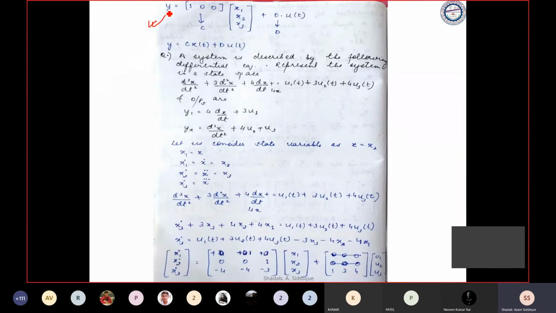We'll take one more problem to understand more about this type of problem. So we have taken one system which is described by the following differential equation. We want to represent the system in a state space, so the SSR, the state space representation, we are trying to find. We have the differential equation d cube x by dt cube plus 3 d square x by dt square plus 4 dx by dt plus 4x, which is equal to u1 of t plus 3 u2 of t plus 4 u3 of t. That is what is given, and the y1, y2 equations are given here.